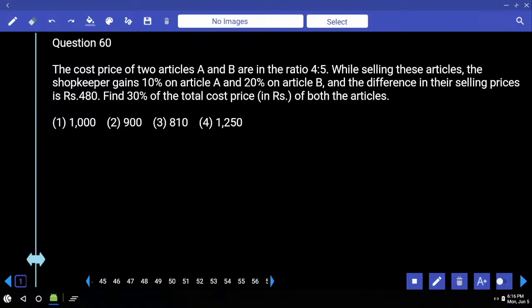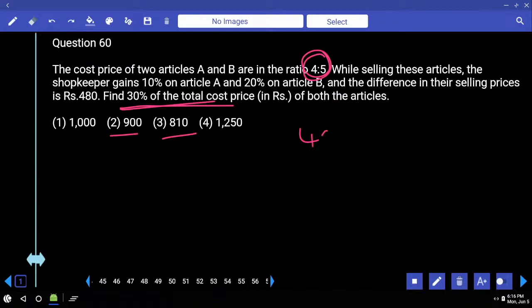Next, the cost price of two articles A and B are in the ratio 4:5. While selling these articles, the shopkeeper gains 10% on article A and 20% on article B, and the difference in their selling prices is 480. Find the 30% of the total cost price of both the articles. He is asking for 30% of total price of articles. 9 parts, so our answer should be a 9 multiple. How many 9 multiples are there? 2 9 multiples are there.